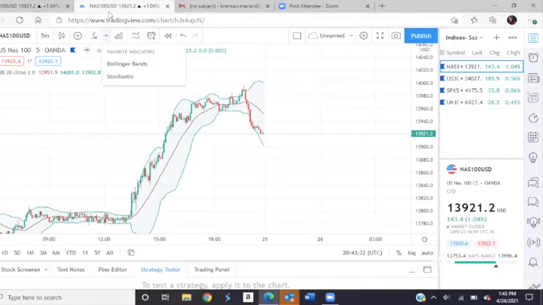So now we are going to go to the indicator settings one more time.